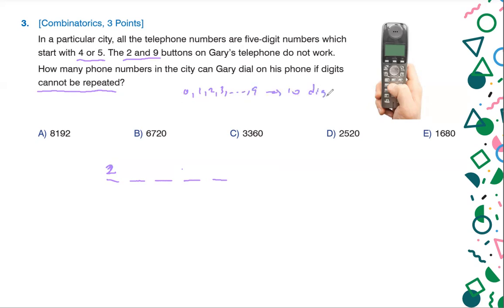So 10 digits. If we already use one of them, maybe 4, maybe 5, let's say we use 5 for this spot, then we cannot use 2 and 9 either. So 2 and 9 don't work. So of 10 digits, 1 digit is used, 2 digits don't work, so we have 7 digits left. So I could choose one of the remaining 7, even 0 is okay. And as soon as I choose one of the remaining 7, I cannot use that anymore. So I have 6 options for the next digit. Then I can choose one of the remaining 6 options, and then 5 options and 4 options.